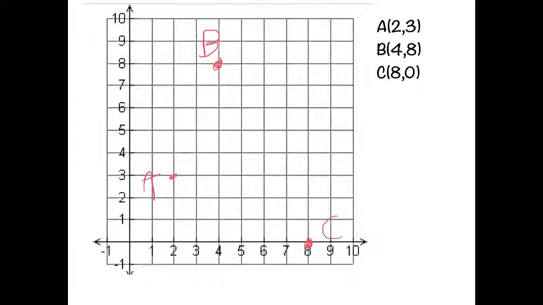Let me draw in the lines connecting them. There's A to B, B to C, and A to C. Not too bad, mostly straight. Let's say we want to find the midpoints of those lines. Actually, find the midpoint of AB and the midpoint of BC so that we can connect those and make another line segment.